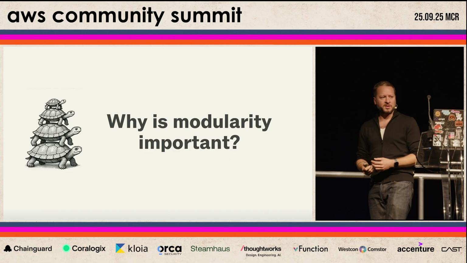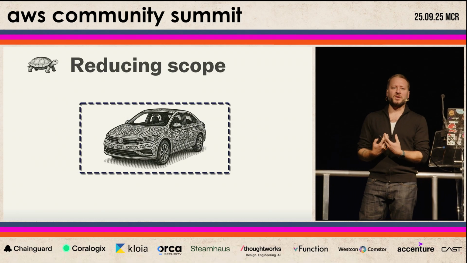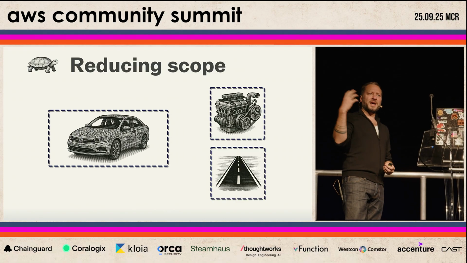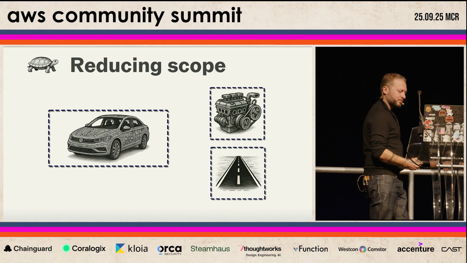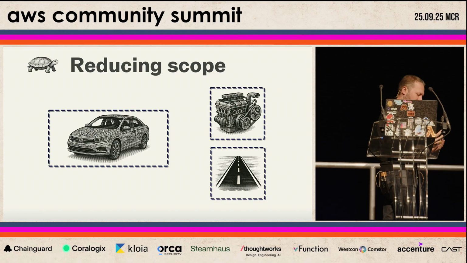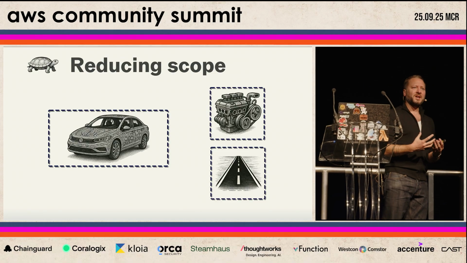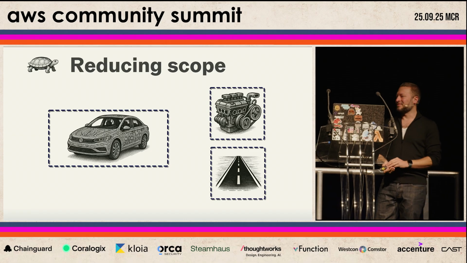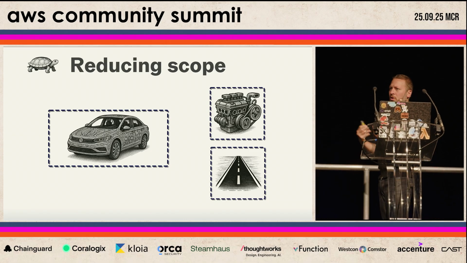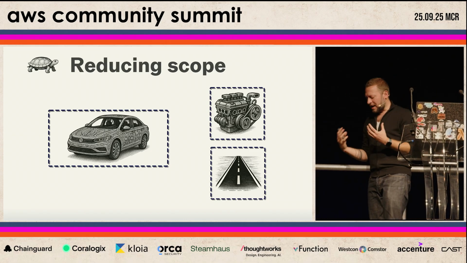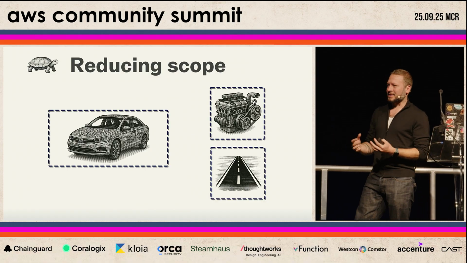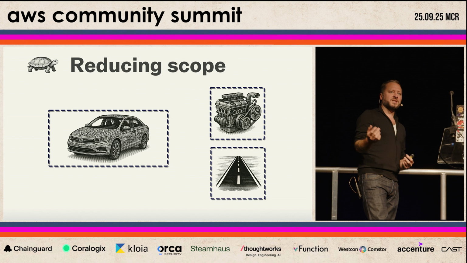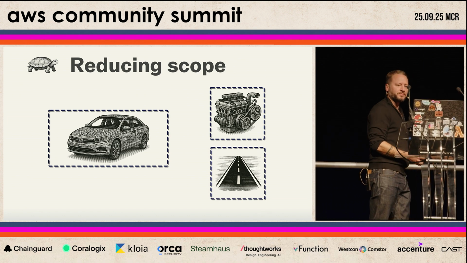And why is this important? Well, there are two main reasons. The first one is reducing scope. Let's say we have a large system like a car. This is a complex system. It has many different components, like its doors, its wheel, its navigation system, its transmission, all of these different components. And it also has many features, like the capability to drive, to navigate somewhere. Maybe there's an emergency system, the airbag system, and so on.